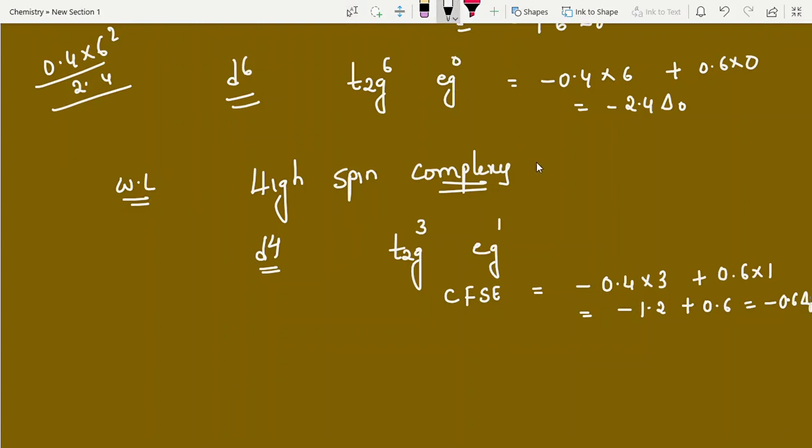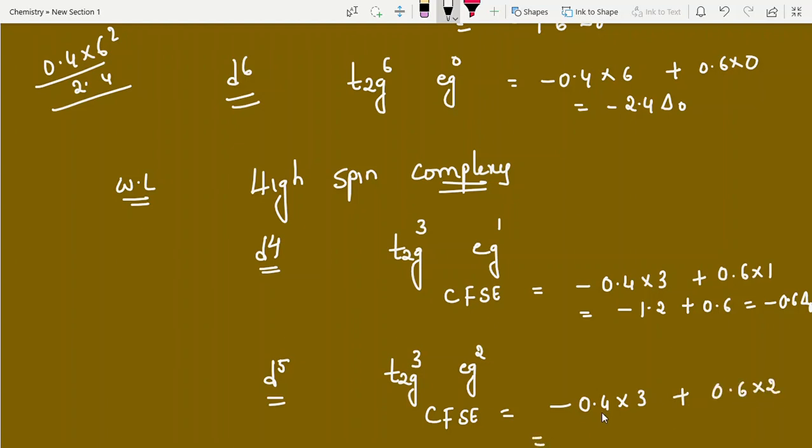And next one more I am giving, the last question. Here d5 configuration you can take. t2g3, eg2. Crystal field stabilization energy equal to minus 0.4 into 3 plus, what is it students? 0.6 into 2. 3 fours are 12, so 1.2, minus 1.2 plus 1.2. Then crystal field stabilization energy equal to 0.